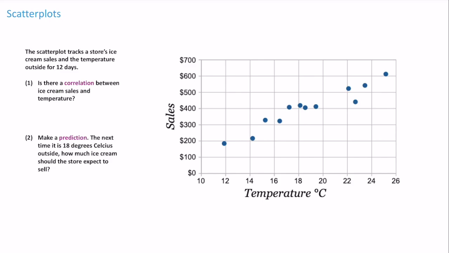Okay. The scatter plot tracks a store's ice cream sales and the temperature outside for 12 days, right? So each point shows the temperature of that day, and this is in Celsius, right? But this is about 11 degrees Celsius, and it shows they made maybe $190 that day. And each point represents one day, right? What was the temperature? How much ice cream did you sell? Okay? First question, is there a correlation between ice cream sales and temperature?